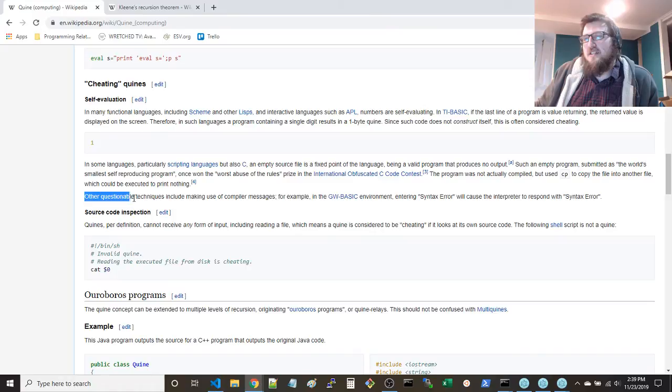Other questionable techniques include making use of compiler messages, for example, this GW-BASIC environment. Entering "syntax error" will cause the interpreter to respond with "syntax error."